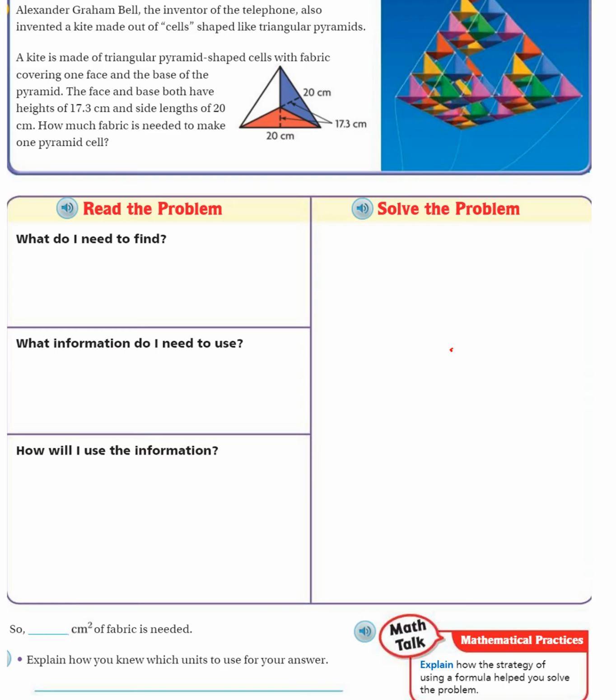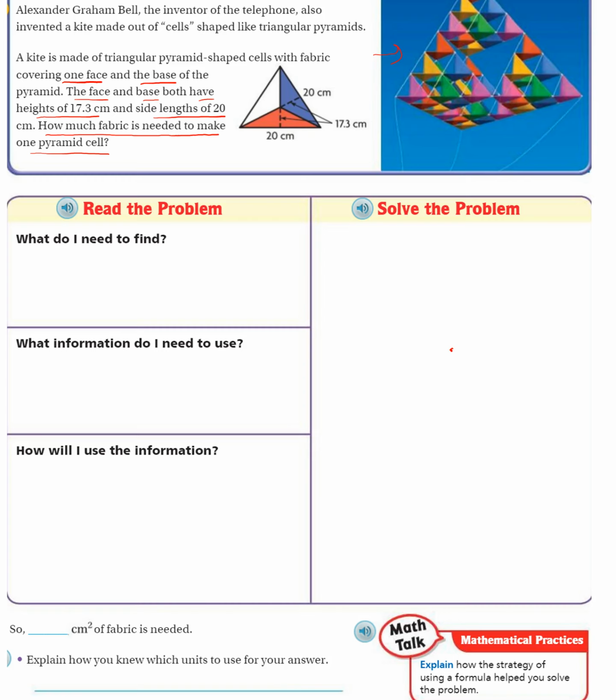All right, now I'm on page 462. Alexander Graham Bell, the inventor of the telephone, also invented a kite made out of cells shaped like triangular pyramids, much like this kite right here. A kite is made of triangular pyramid-shaped cells with fabric covering one face and the base of the pyramid. So one of the faces and the base. The face and the base both have heights of 17.3 and side lengths of 20. How much fabric is needed to make one pyramid cell?